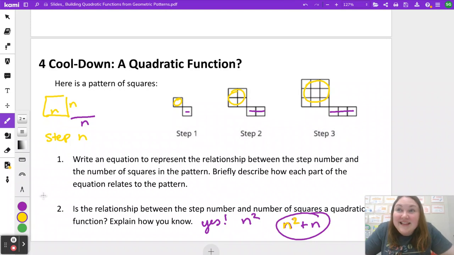This is the last lesson where we're looking at these patterns with dots and squares. After this, we're going to make the change to stories, but understanding what makes something quadratic and how quadratic patterns grow is going to be helpful even as we start to look at real life situations.